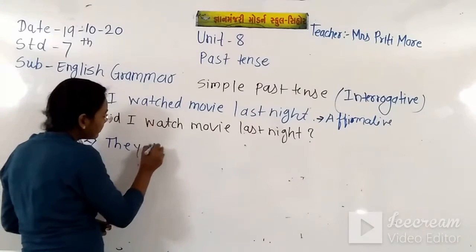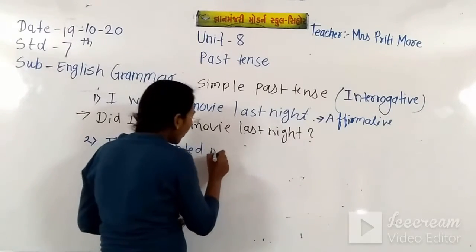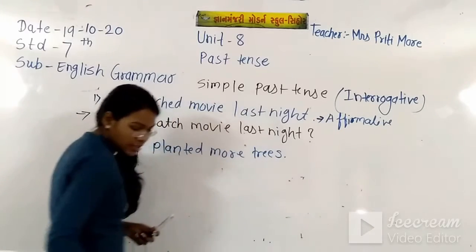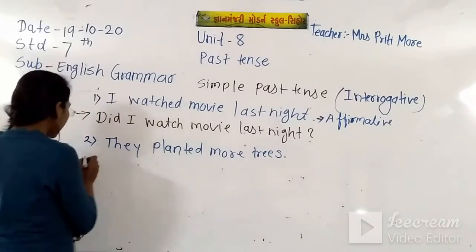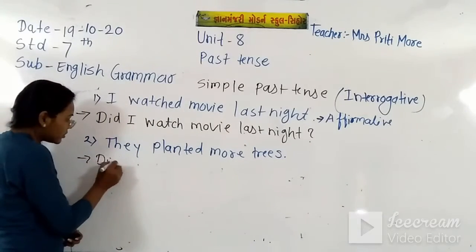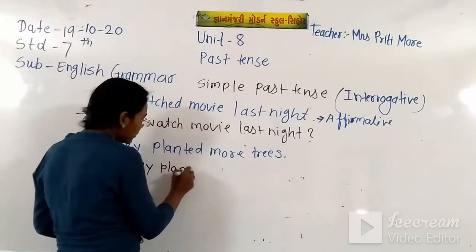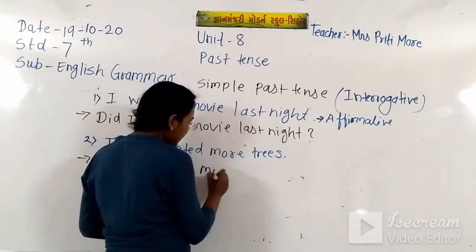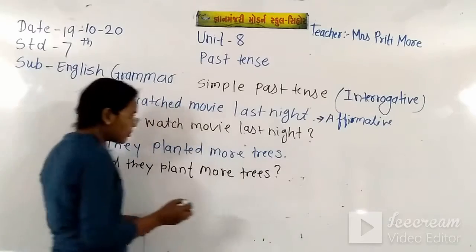Now which was the other example I took? They planted more trees. Now again we have to make the interrogative sentence. Did they plant more trees? Planted becomes plant. Question mark.